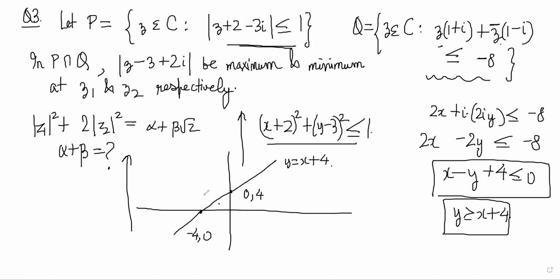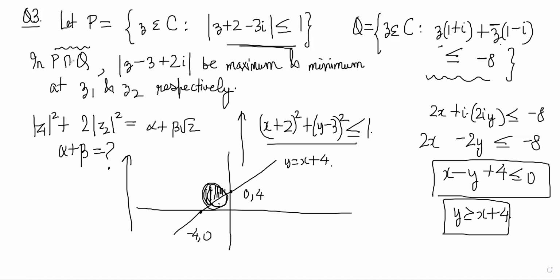So the intersection points are x equal to -1 and x equal to -2. You can put y equal to x plus 4 here and try to solve. Yes sir, I have done that. So the circle is something like this. So you need the portion of the circle above the line, right? Yes sir. That is your P intersection Q, right? Yes sir.